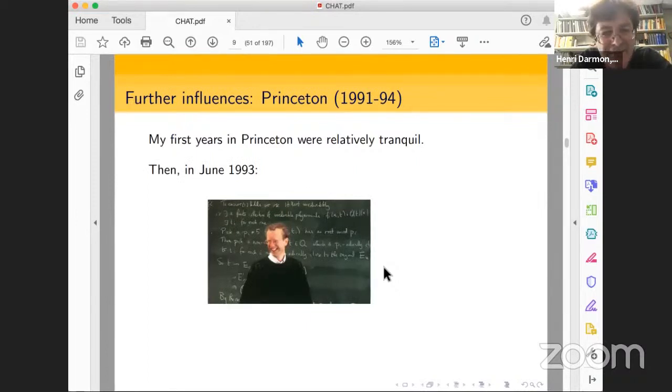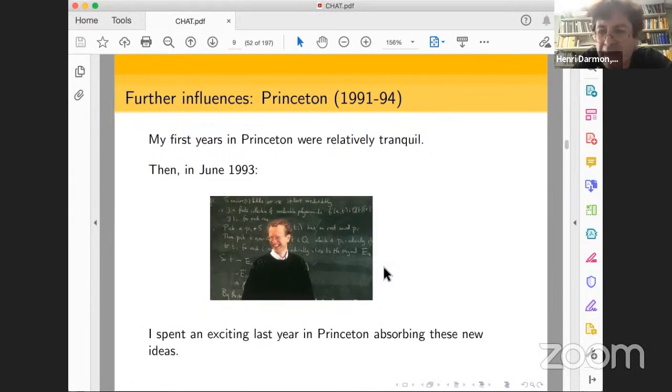So in June 1993, there was a spectacular announcement of Wiles, which was the proof of Fermat's last theorem based on the proof of the Shimura-Taniyama conjecture. Now, my last year at Princeton was very exciting. We were all kind of scrambling to learn these new ideas.